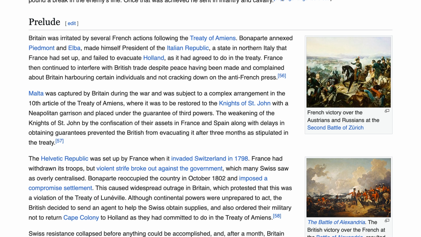This caused widespread outrage in Britain, which protested that this was a violation of the Treaty of Lunéville. Although continental powers were unprepared to act, the British decided to send an agent to help the Swiss obtain supplies, and also ordered their military not to return Cape Colony to Holland as they had committed to do in the Treaty of Amiens. Swiss resistance collapsed before anything could be accomplished, and, after a month, Britain countermanded the orders not to restore Cape Colony. At the same time, Russia finally joined the guarantee regarding Malta.